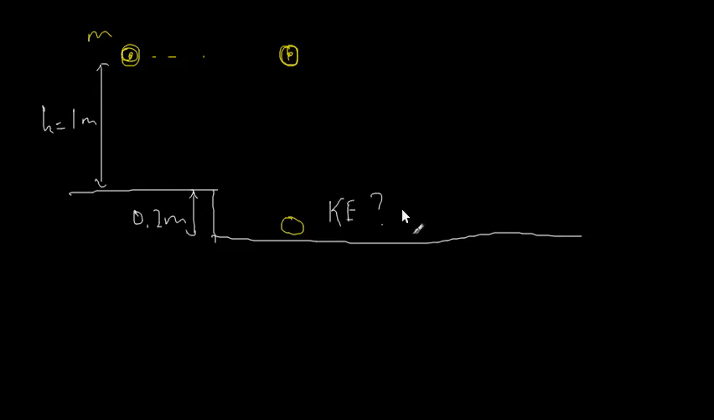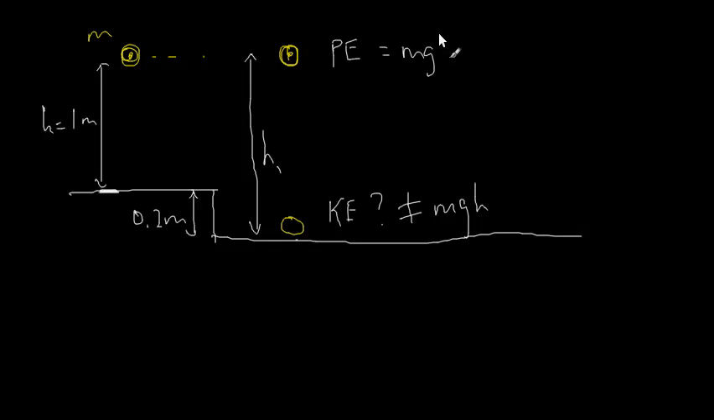Surely it can't be mgh, because the h is the h above this ground, which is higher than that ground. Surely I must take a new h. This height there will be h1. I must take my potential energy here as mgh1 instead of the mgh when it was there.